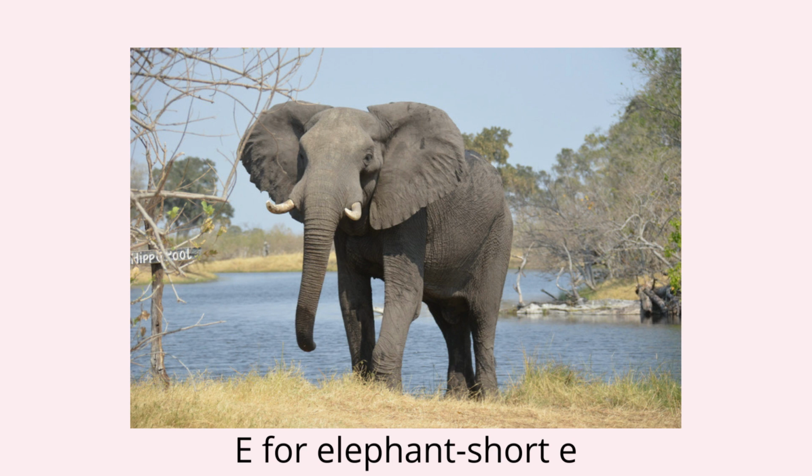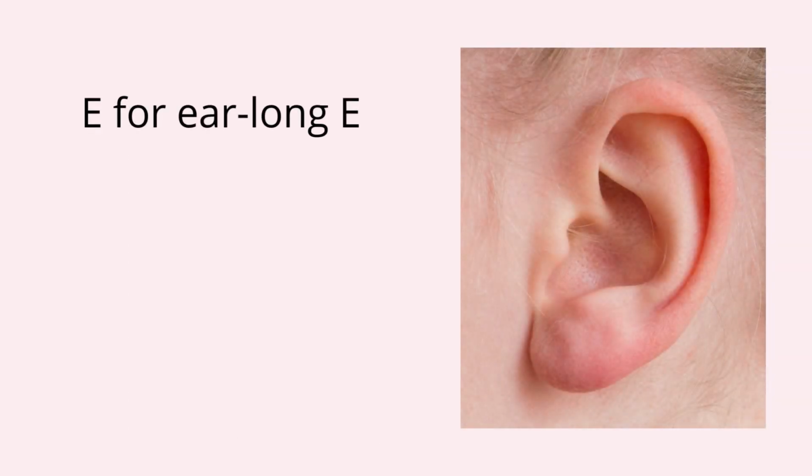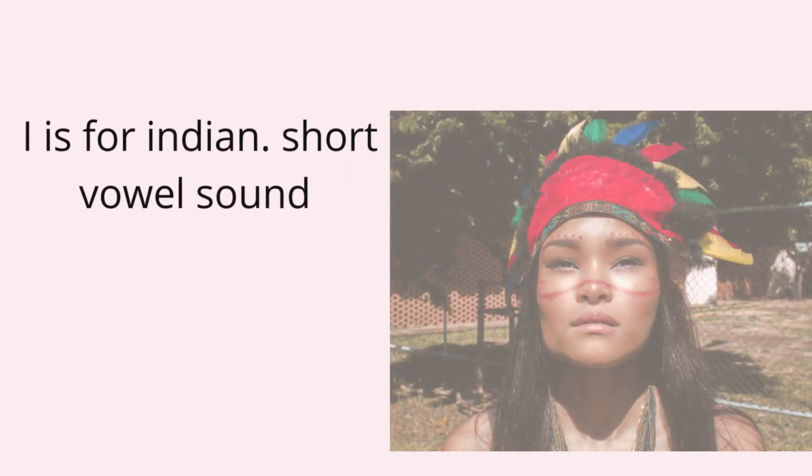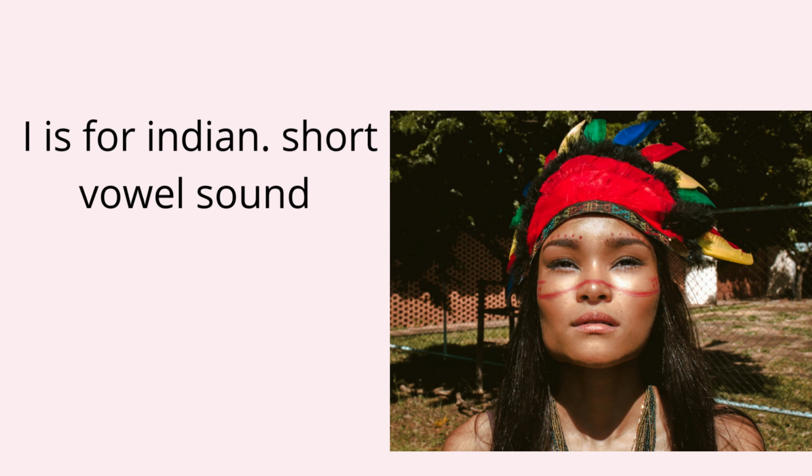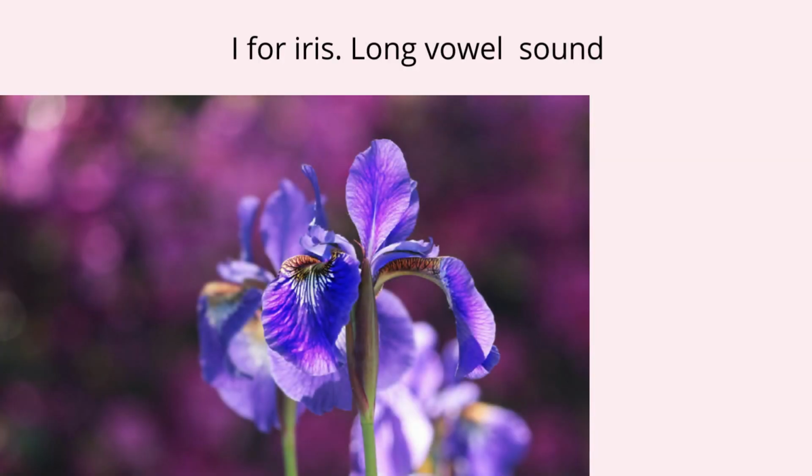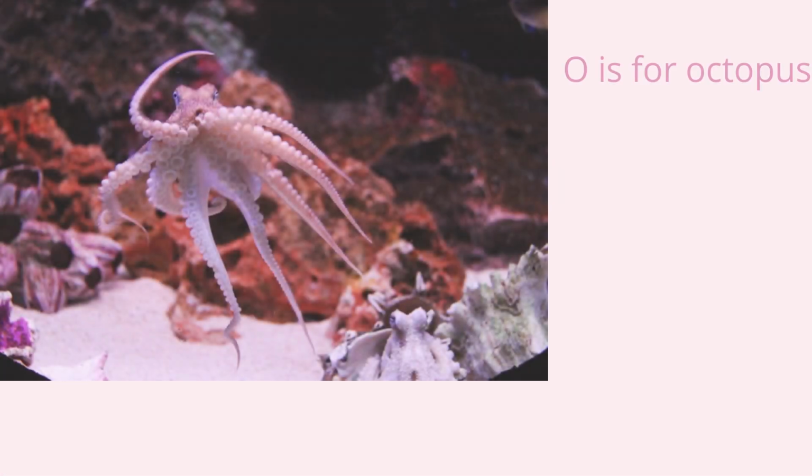Next is E for elephant. The short E sound, elephant. And the long E sound, ear, E for ear. It says ear. I for Indian is the short vowel sound, Indian. And the long vowel sound, I for iris, iris.